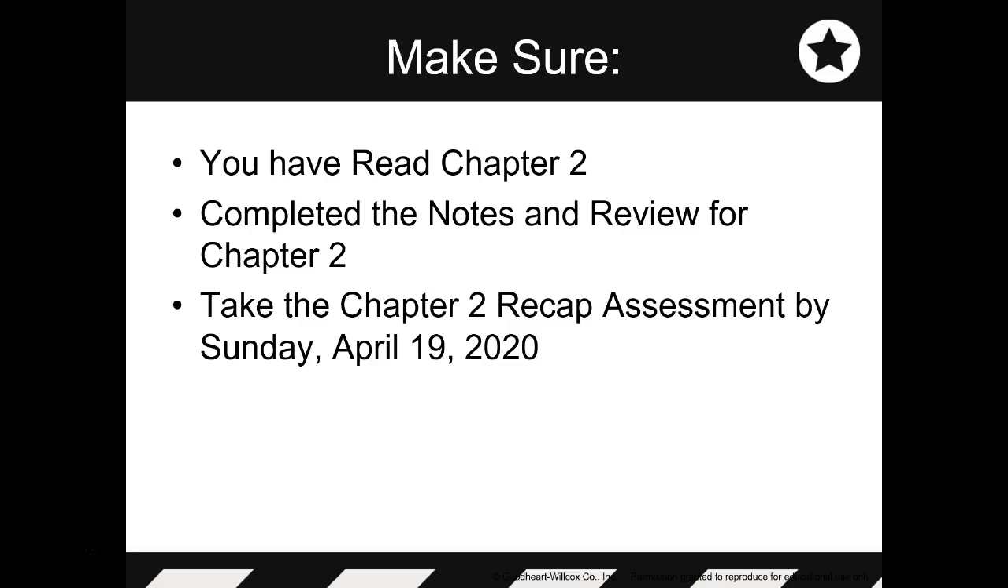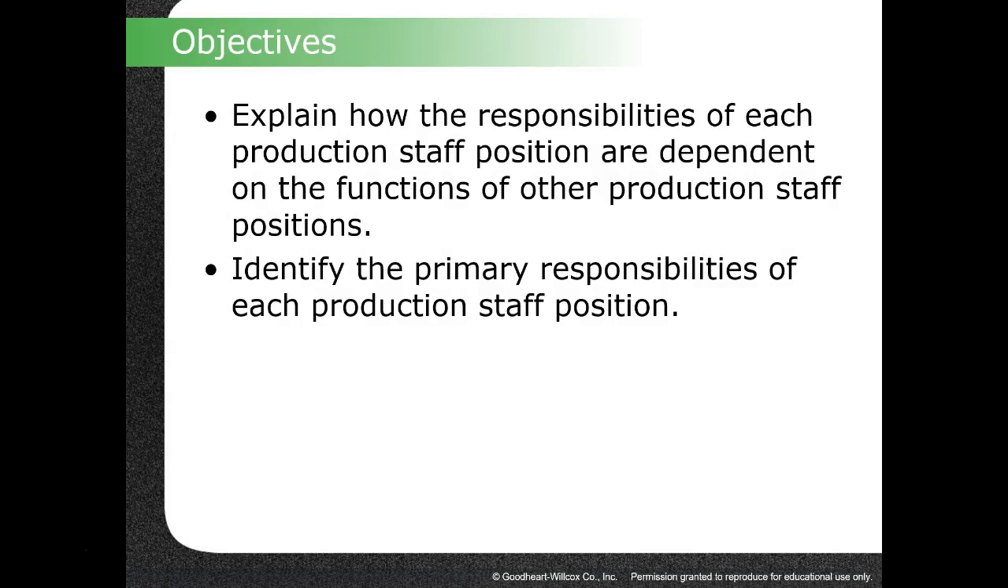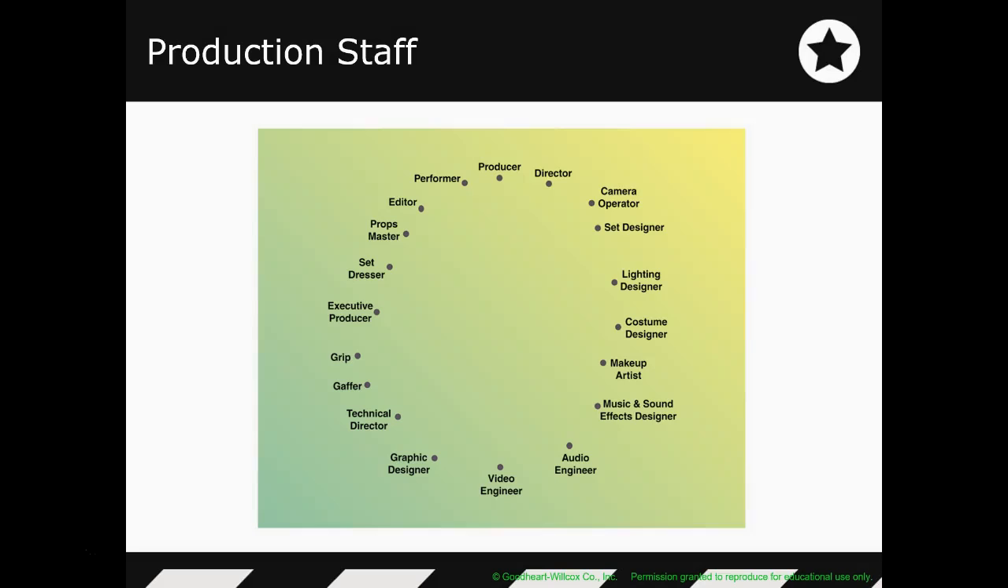But again, we're just going to quickly go through and recap what was in Chapter 2 with the jobs and some of the professions that we see in the industry. So the objectives are to explain how the responsibilities of the production staff are dependent on the functions of other production staff, kind of see what all those jobs are and how they might relate, and identify the primary responsibilities of some of those key people.